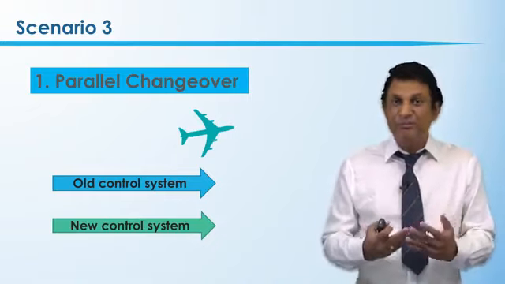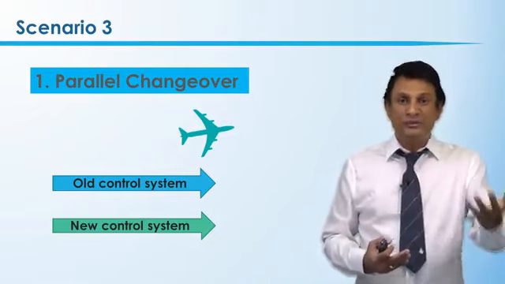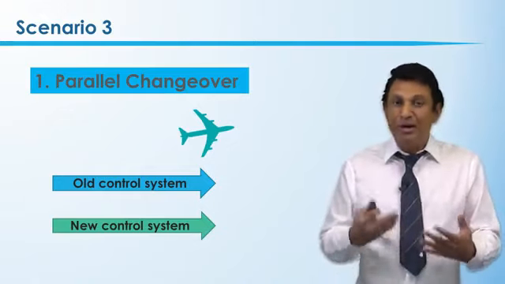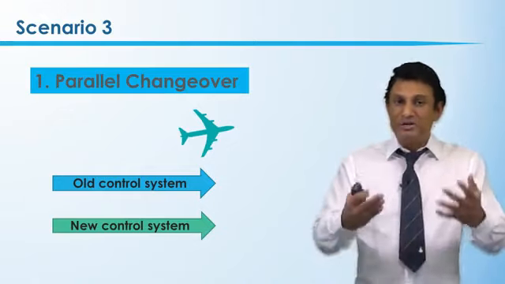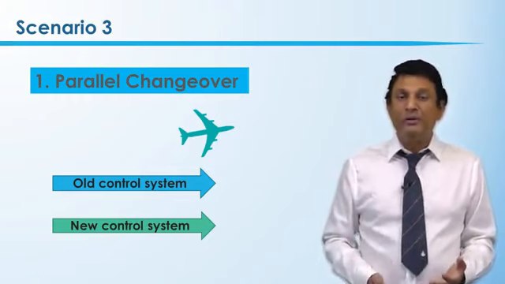That means if there's any problem with the new system, we can always go back to the older system. So this is an example where we go for lowest risk, and this approach has to be parallel changeover.